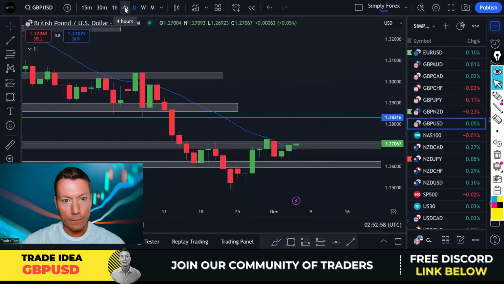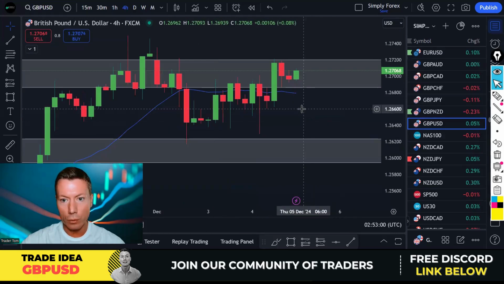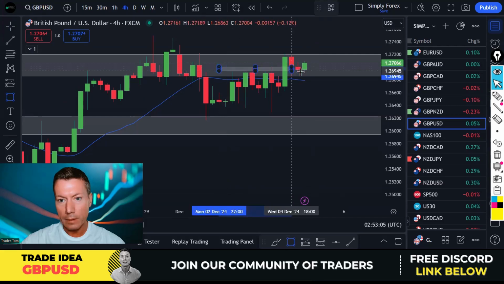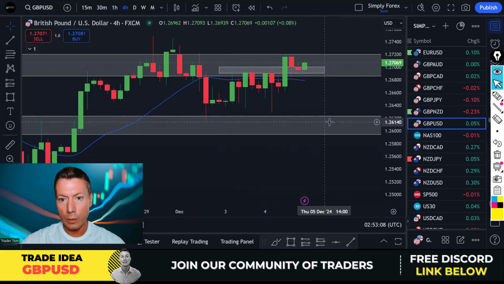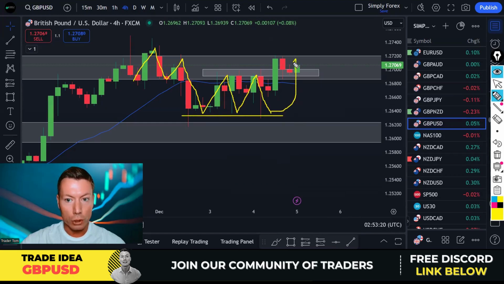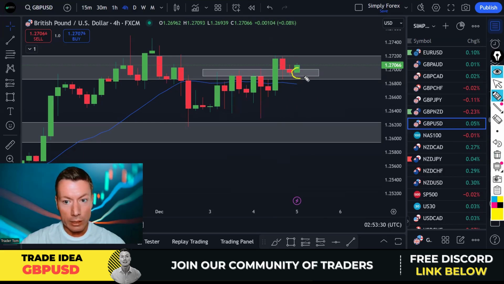So let's start taking a look for entries now. Let's drop down to the H4. And you can also see there's this level through here on the H4 where we were in an H4 downtrend. Price stopped making lower lows. It didn't want to go any lower than this level. And then bang, H4 structure has broken with this candle here. We're now getting higher highs. So H4 is looking good, and I would suggest this is a nice level to buy from.